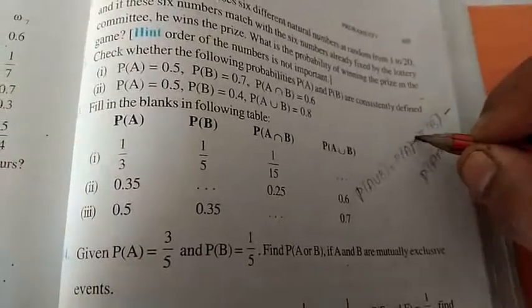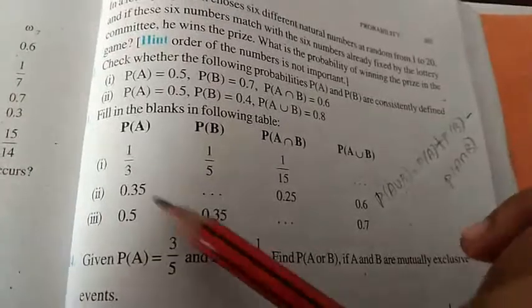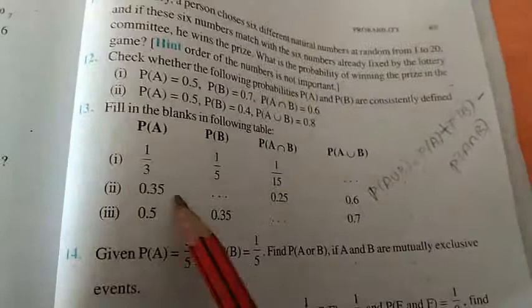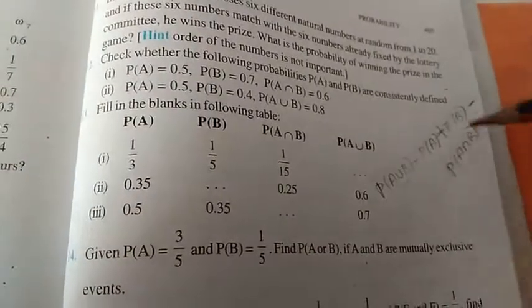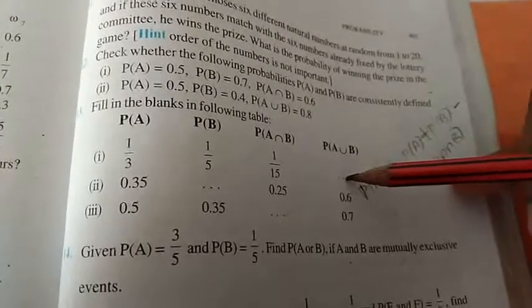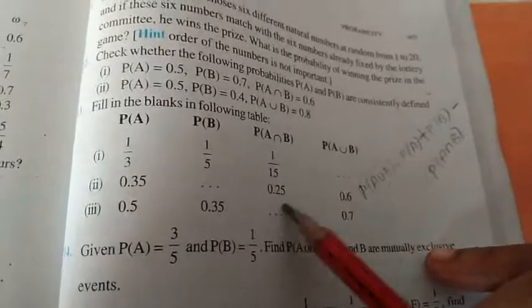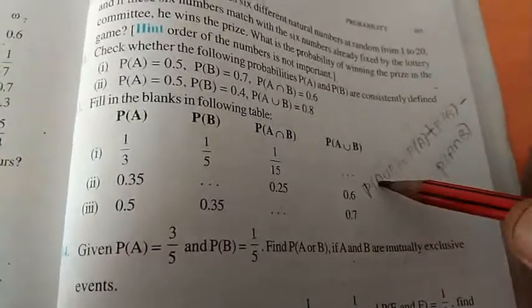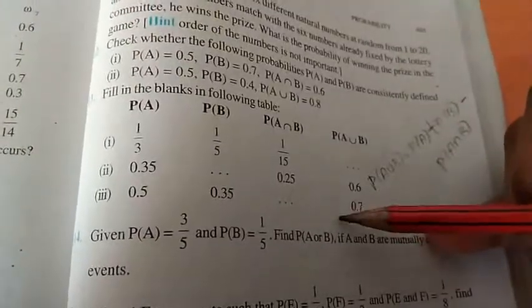Now, there are 4 values involved in this axiom. Out of these 4, they have given you 3 in each subdivision. In the first subdivision, P of A, P of B, P of A intersection B is given. If you substitute in this axiom, we can find P of A union B. In the second subdivision, P of A intersection B and A union B are given. They didn't give P of B. So bring all the known numbers to the other side, and we can find P of B. The same way you can do the third subdivision. So, I am leaving this question to you.